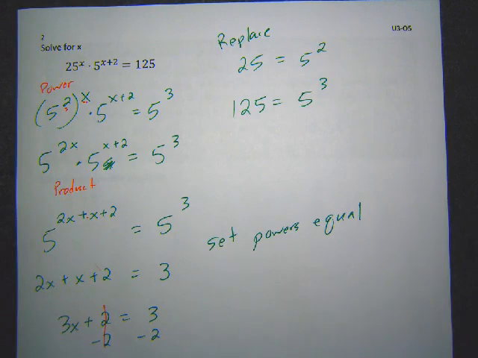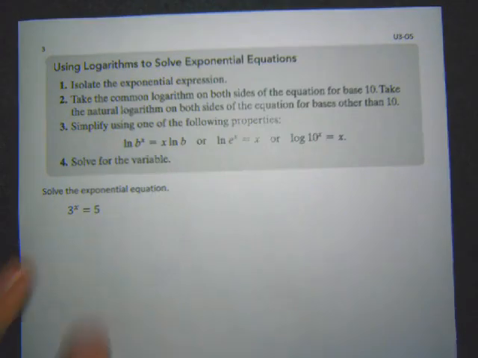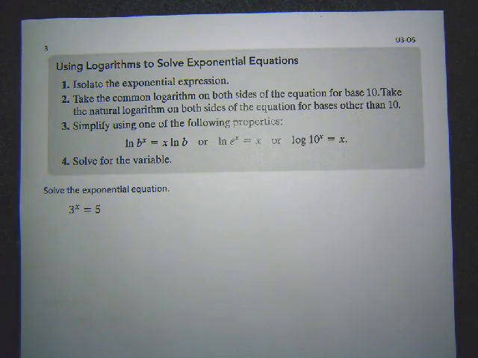But there are lots of problems where x is in the power where this method doesn't work, where you cannot get the bases to match. This would be an example of one, right? We have 3 to the x and we have 5. So here, I'm not going to be able to write 5 as 3 to a power because the power that you put on a 3 to get 5 is not nice.